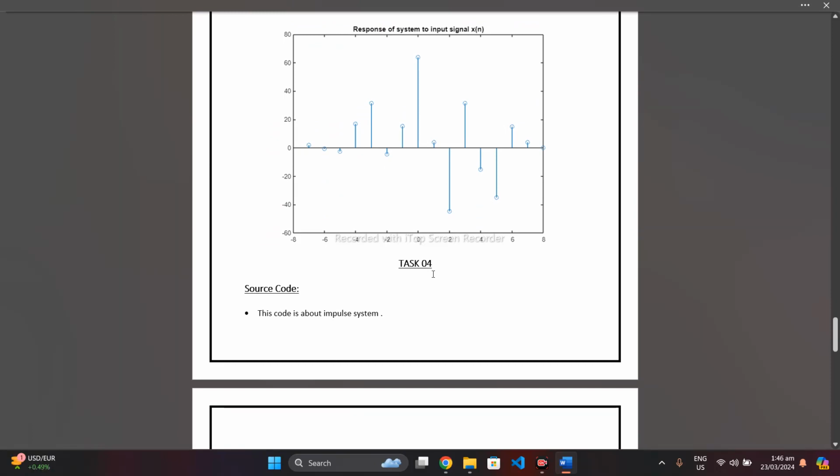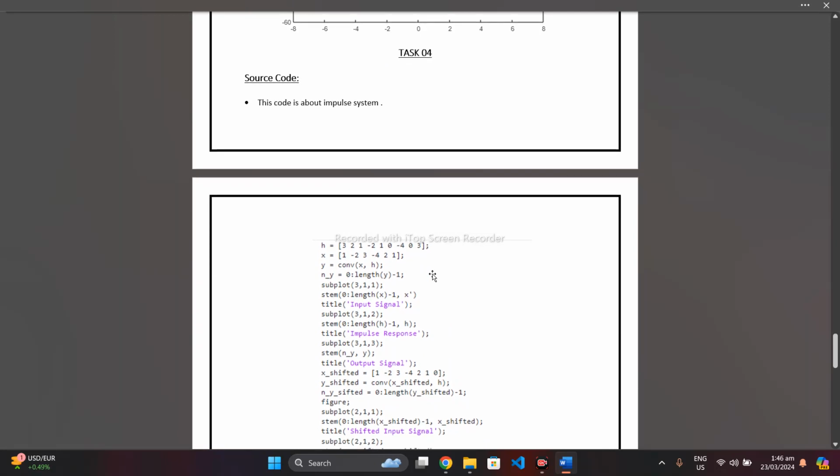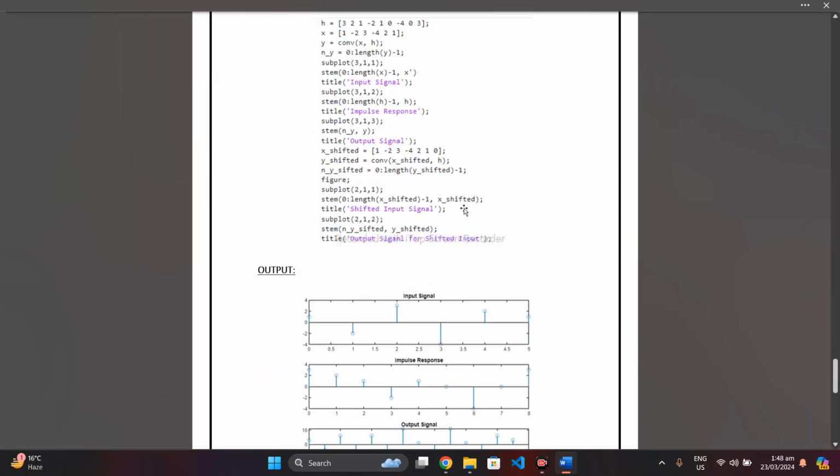Now we move to task number 4. This is the last task, and in this task first we define H, then define X, then in Y we convolve both these X and H, then use subplot, then title, then again use subplot, then give the stem command to define H, and then give title again, then again use subplot, and again use stem to define y, give title, give x shifted, y shifted, use figure, then use stem, use title shifted input signal, again use subplot, and again use stem command, then y shifted, give title. As a result we get an output like this.